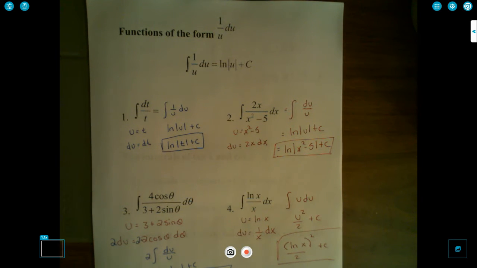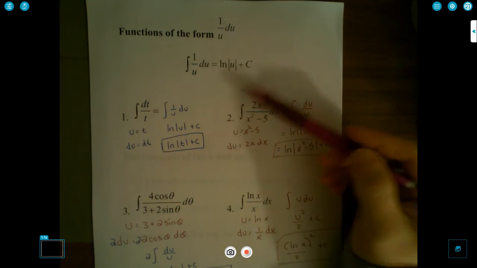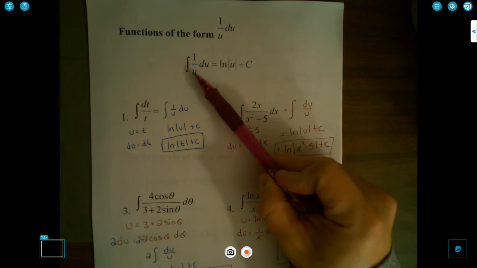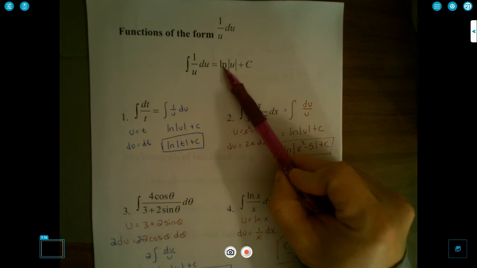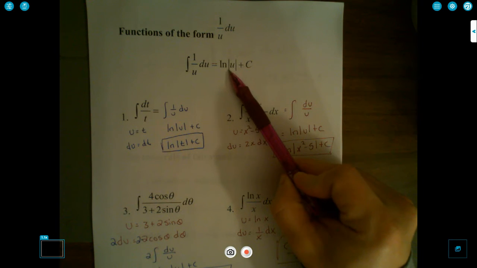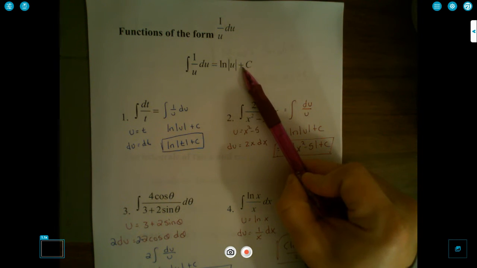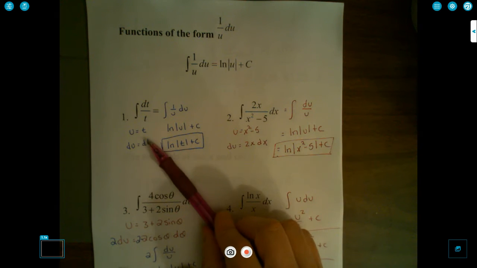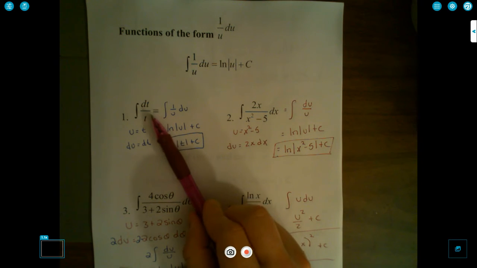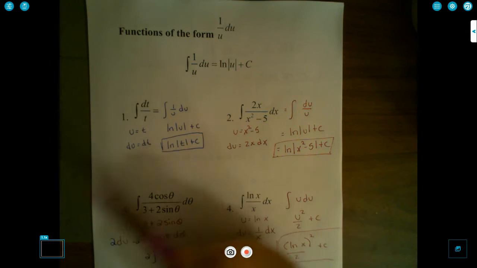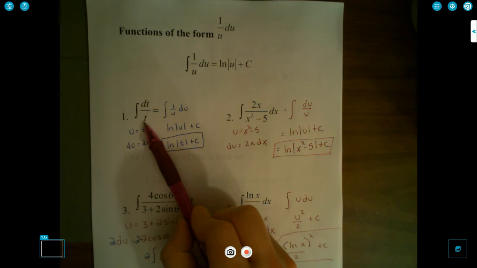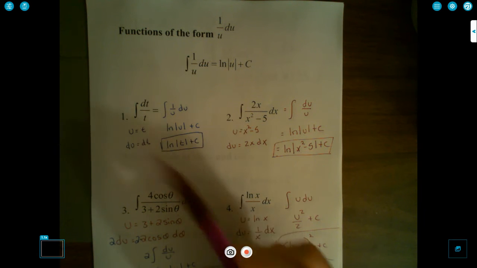On this page, we're looking at functions in the form 1 over u du. So it's where we can go ahead and let the denominator be u. When we go ahead and integrate that, it's going to be equal to the natural log absolute value u plus c. So looking at number 1, it's the most basic scenario. You look at it, you got dt over t. So if you were to try to integrate that, it would be t to the negative 1. Can't do it. We kind of already talked about this. When you have a setup like this, it's going to be the natural log.